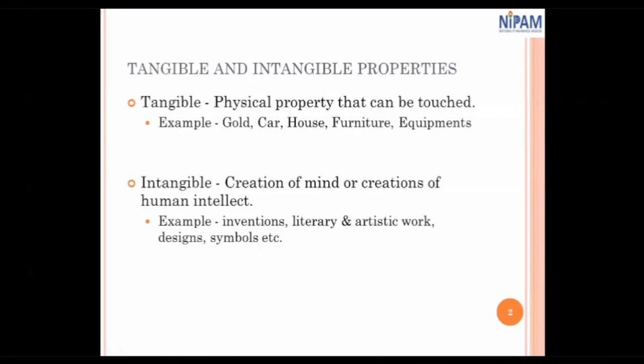The second category is intangible properties: creations of the mind or human intellect. If you invent something, you have a prototype ready in front of you, but the brain, the knowledge, or the intellect that was required cannot be felt or seen. These types of properties come into the category of intangible properties. So basically these IPR are part of intangible properties.